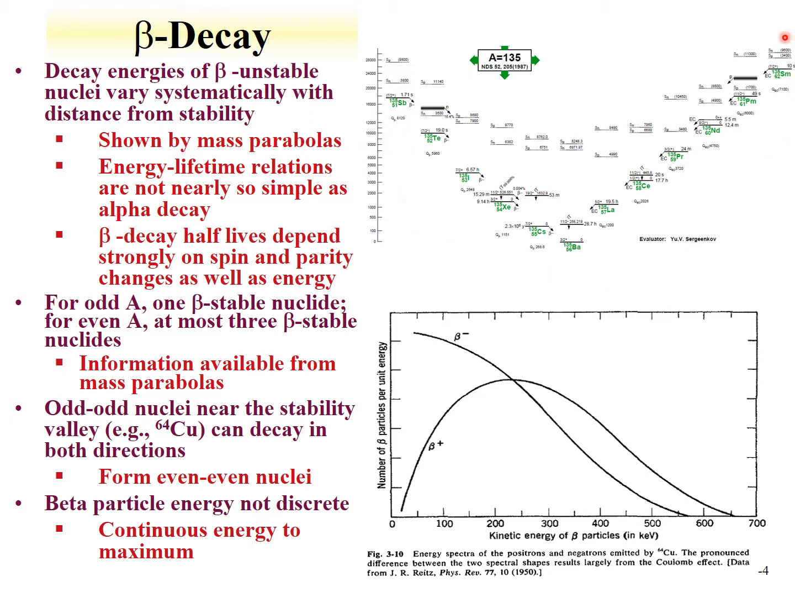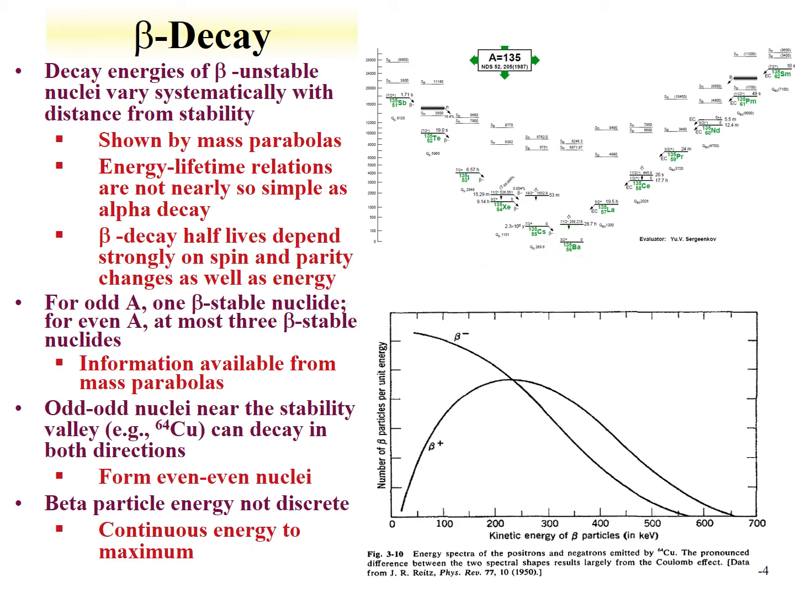Now, there are some trends that we can observe for beta stable nuclei. If we look at a mass parabola for these odd A isotopes, for most odd A isotopes, there's one beta stable nucleus. And if we look here, this is barium-135, which is the most stable, sits at the bottom of this mass parabola. However, for even A, you can have up to 3 beta stable nuclei, and you can evaluate this by inspection from the chart of the nuclides.